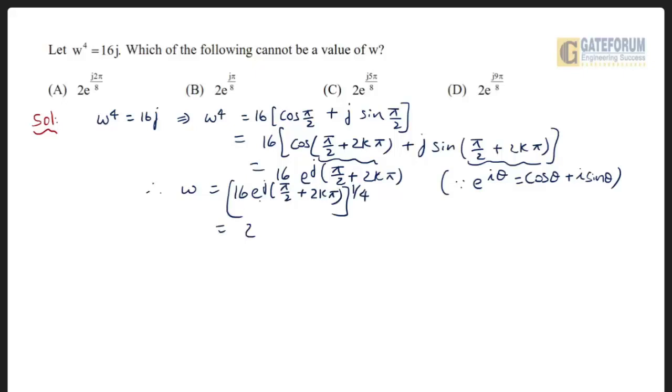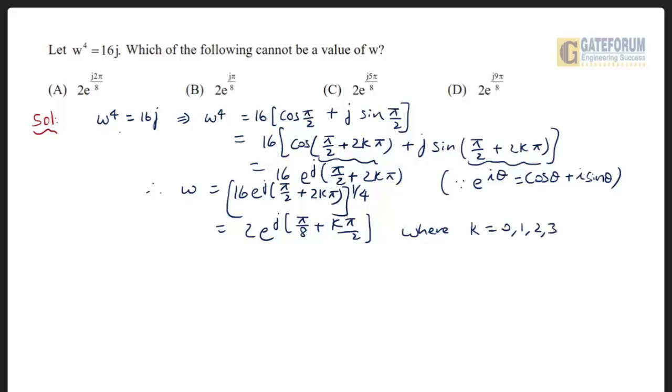Now for the remaining term, a power m whole power n is nothing but a power mn, so e power j times this 1 by 4 multiplied with (pi by 2 plus 2k pi). Okay, so this is pi by 8 plus k pi by 2. What are the k values? Because the power 4 indicates 4 values for w, k starts from 0, 1, 2, 3. This is n minus 1.